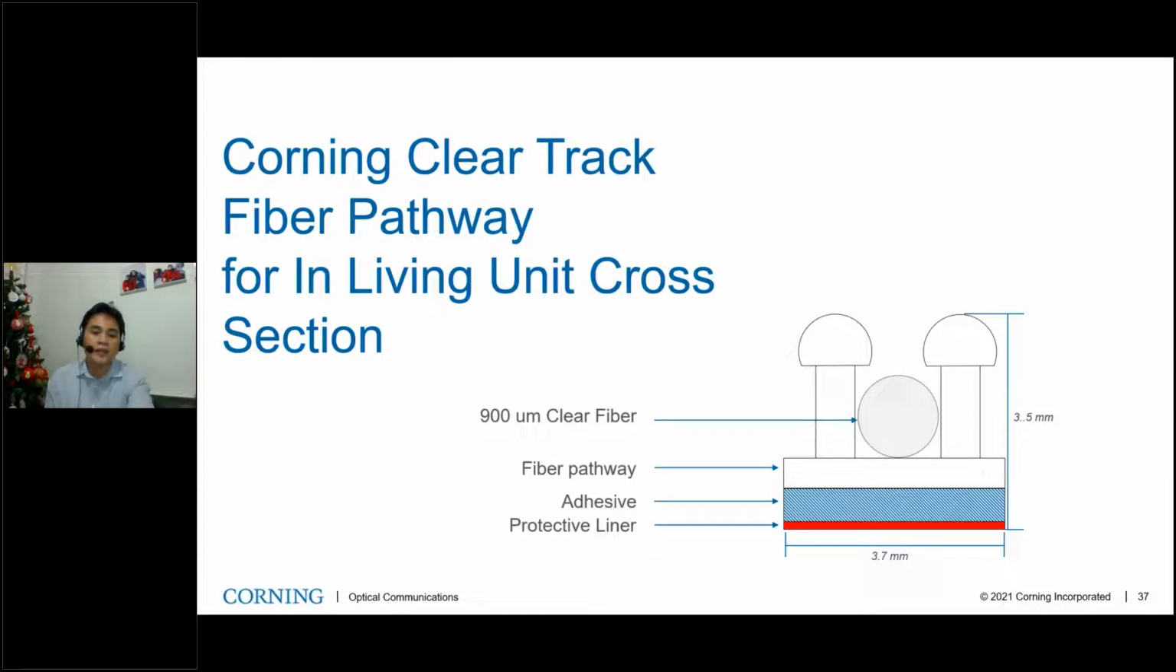There's a protective liner at the bottom. Then the second layer is the adhesive. Then the next layer is the two mushroom-like features that hold the fiber. The difference now is on the fiber. Now it's using 900 micron fiber instead of a 12 fiber micromodule, and the dimension was reduced slightly, so 3.8 to 3.7.